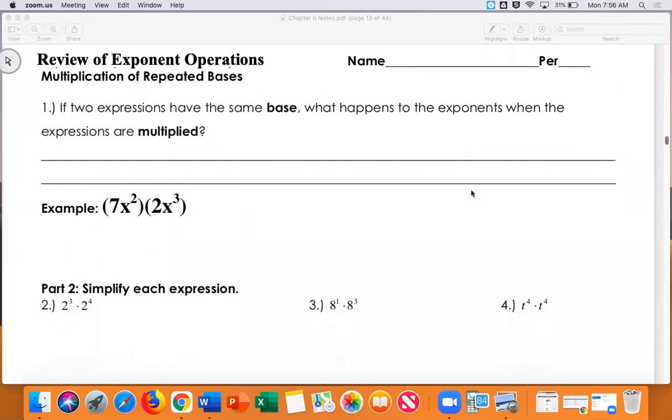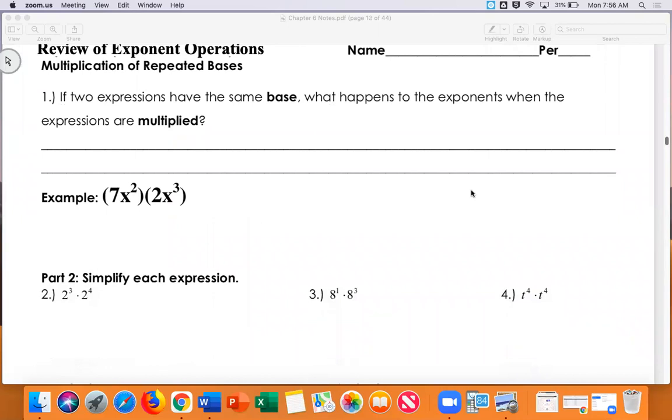All right. So here's kind of like a review of everything. If two expressions have the same base, what happens to the exponents when the expressions are multiplied? We add the exponents.